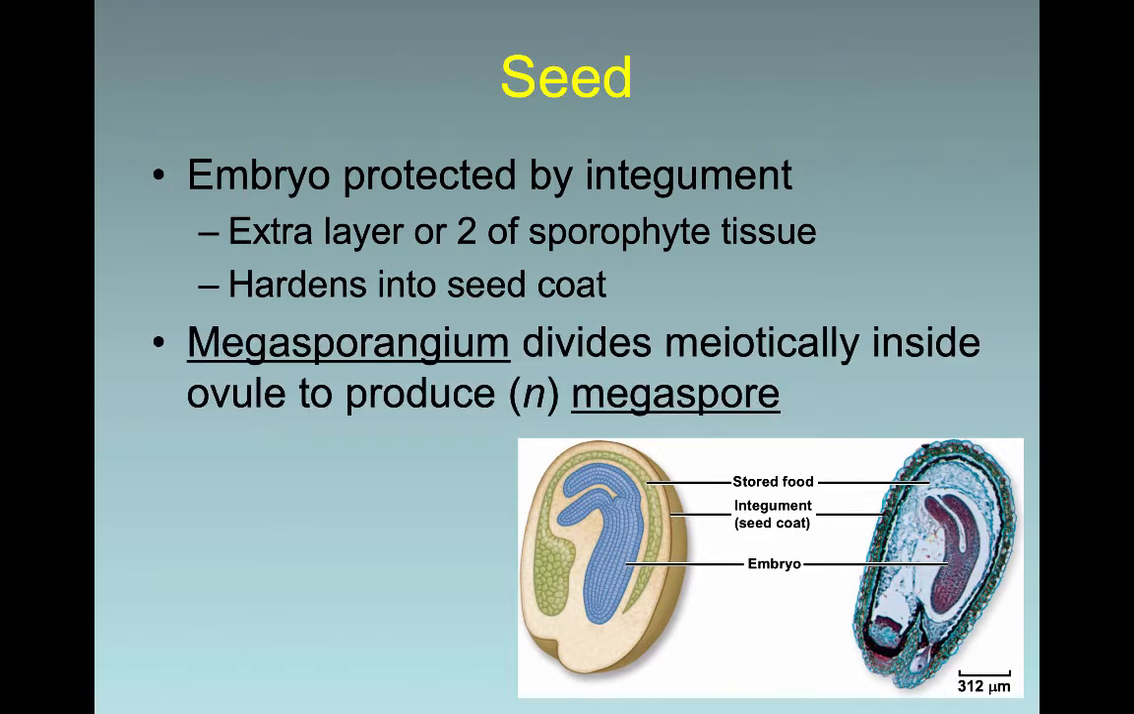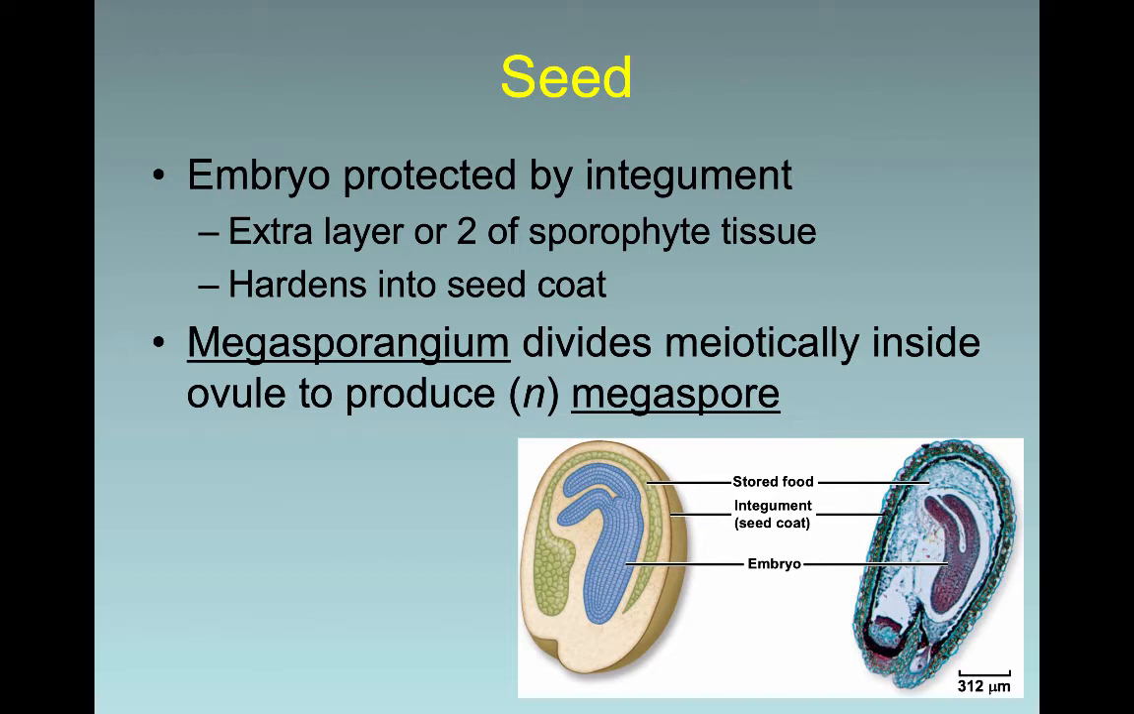The megasporangium. Now we're going to start getting into some terms. Megasporangium, microsporangium, megaspore, microspore, megaspore mother cell, microspore mother cell. We're going to see a lot of these terms, and they're really important for you guys to understand, and understand how they're produced and what they become as well.